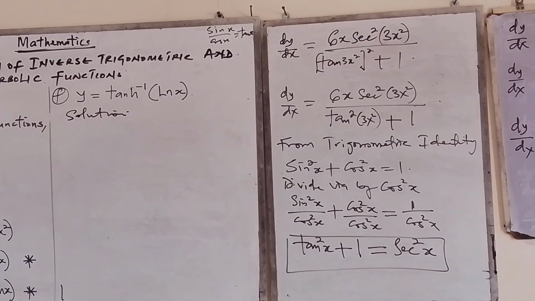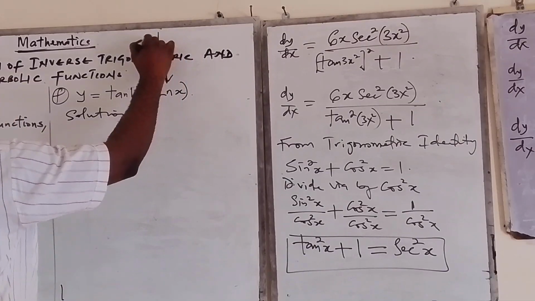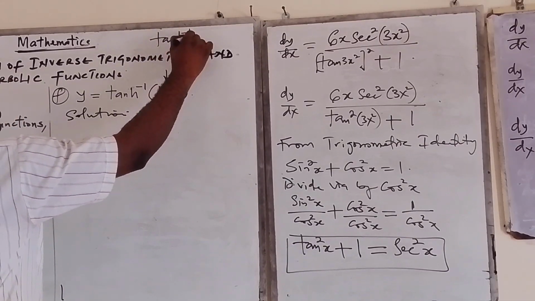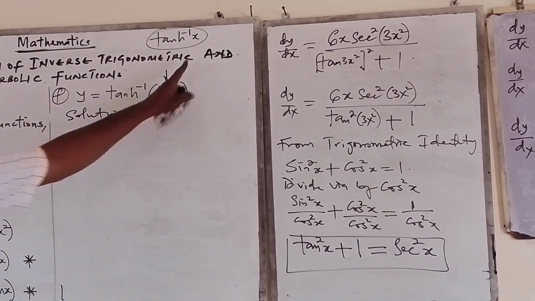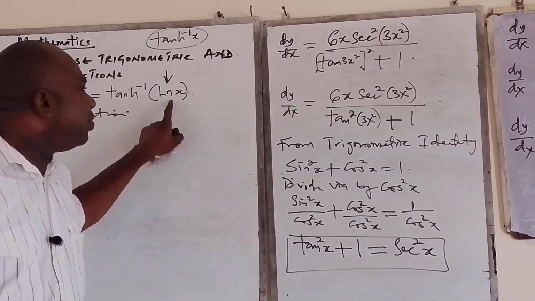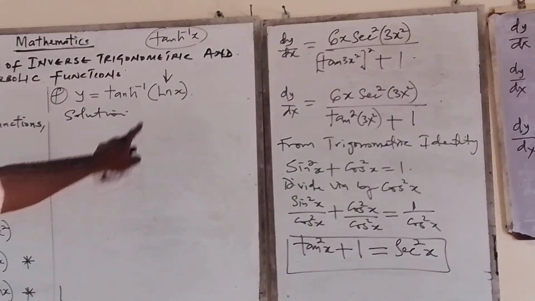Now in this case, because this is actually taking the position of x. Yes, because the function we said is tanh inverse of x. Now this is the standard function. So if you look very closely, you'll discover that the position of x has been taken over by ln x. So it means this is a function of a function.